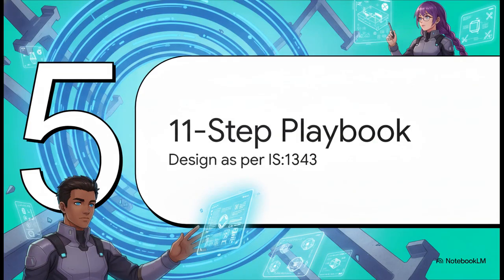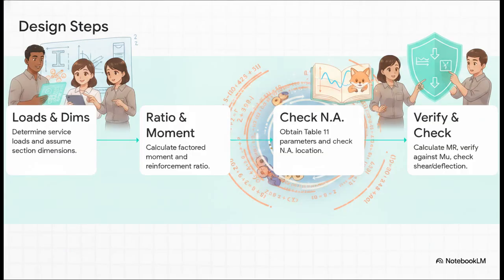Let's move to Section 5, the 11-step design playbook, to make sure you never get lost in these calculations. The IS 1343 outlines a rigorous 11-step procedure for this exact process. But honestly, it really boils down to these 4 critical phases. First, you handle your loads and dimensions. Second, you calculate your moment and that tricky reinforcement ratio. Third, you hit Table 11 to check where your neutral axis actually is, and of course, prepare for a plot twist. Finally, you calculate your ultimate resistance and run your safety checks for shear and deflection.